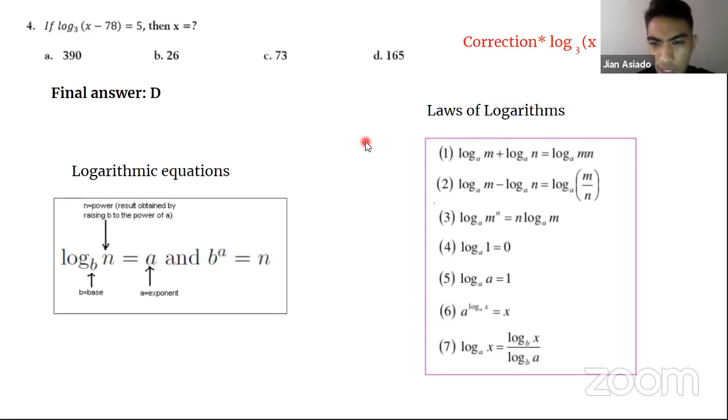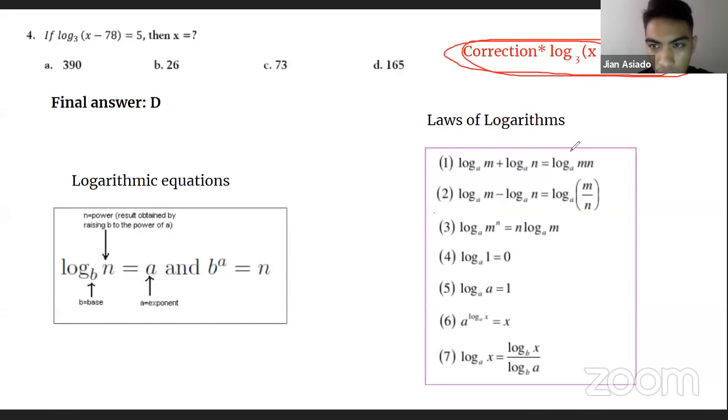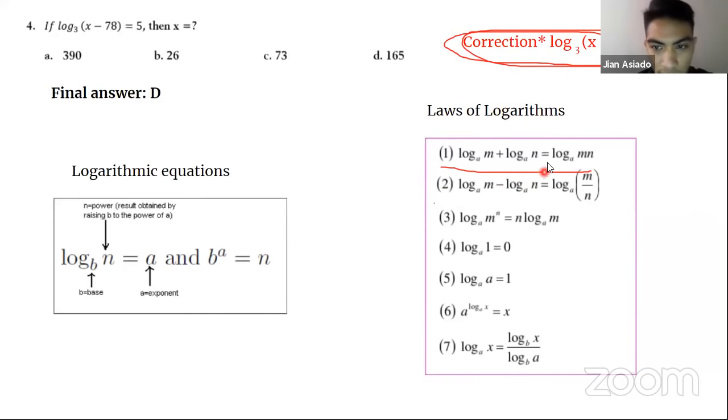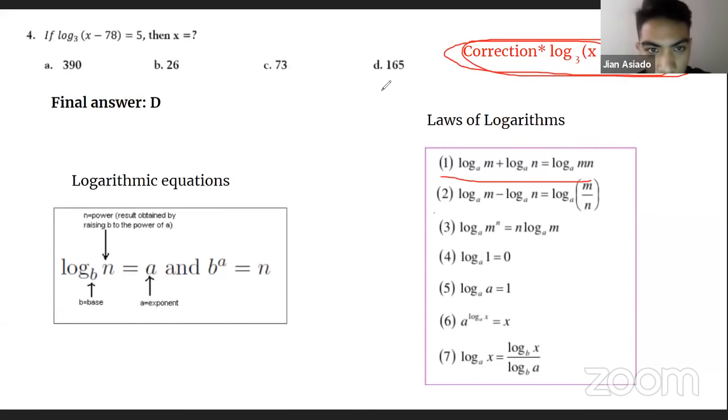So here you will use the laws of logarithms. Okay, what can we use? Since this is a plus, this is the correct question. We can use this, number 1. When we use number 1, we get the answer, which is 165.